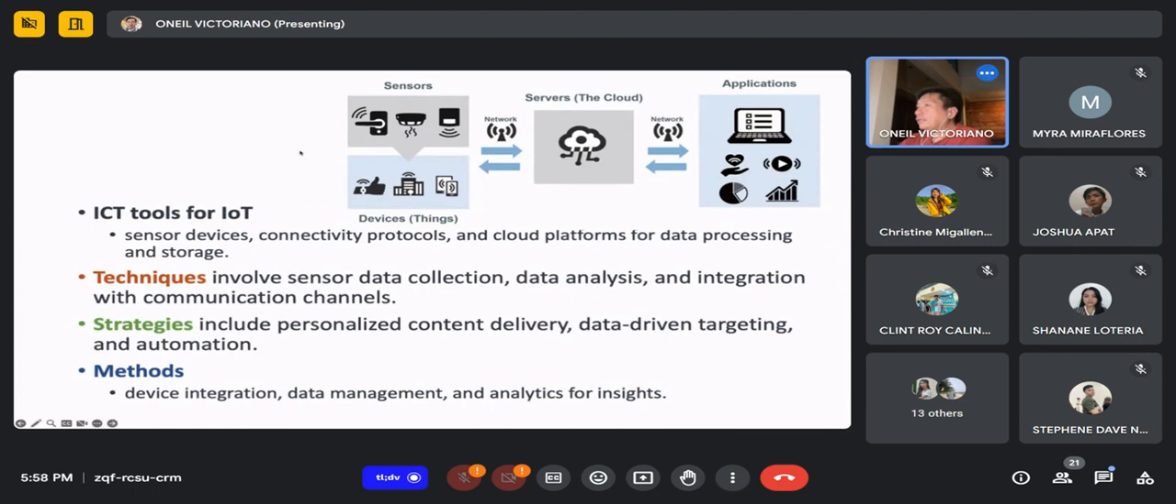There would be a lot of techniques because IoT will have sensors to collect data. There would be data analysis and integration with communication channels. And of course, different strategies would have delivery, data-driven targets, and automation. There are also different methods, like device integration, because we integrate different devices and hardware, from sensors down to communication lines, and then to digital devices. And of course, how do we manage data? And lastly, insights, as part of analytics.